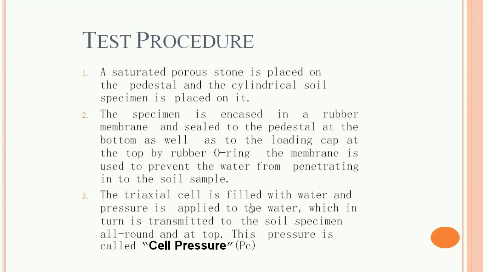The triaxial cell is filled with water and pressure is applied to the water, which in turn is transmitted to the soil specimen all around and at the top. This pressure is called the cell pressure.